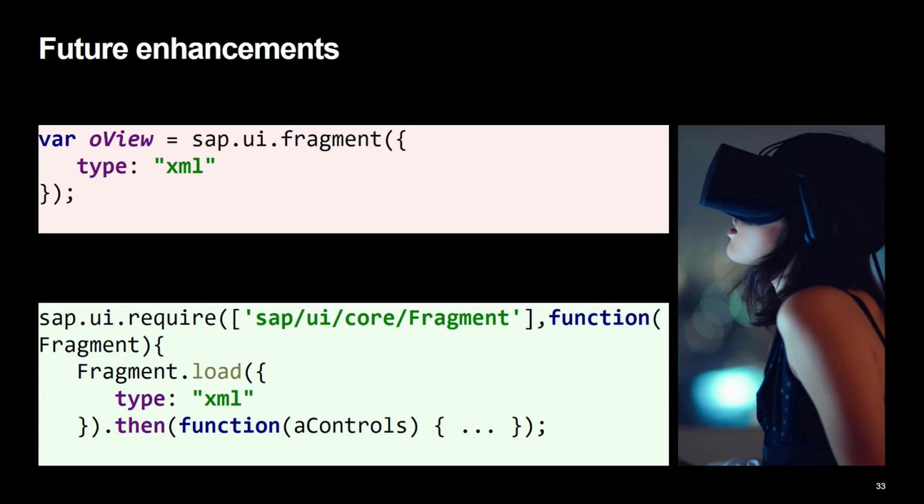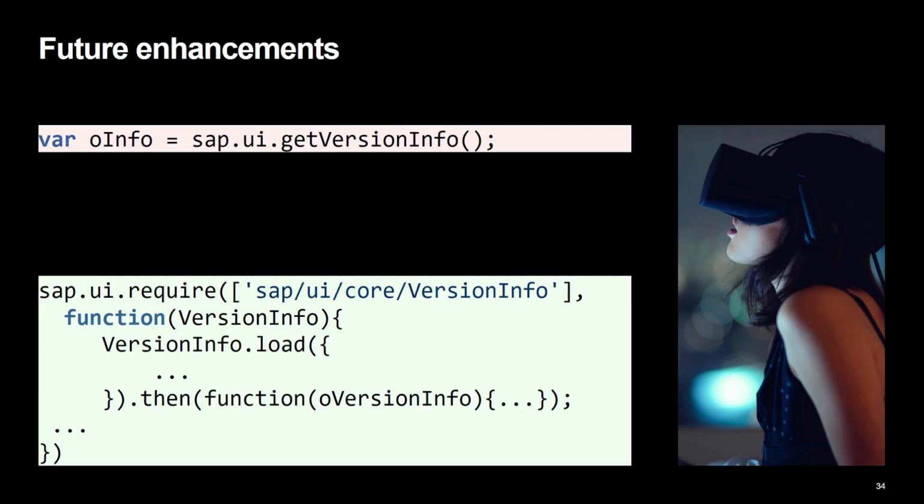This is some outlook, things to think about. For example, here fragment. Fragments are not created; they are loaded because you normally get them from your application directly. This is old style, and now, similar to the view or component, you require the fragment and then load it. You get a promise, and then you can consume it. It's always the same pattern, but you have to look up in the API if it's load or create, and we'll successively switch these functions.